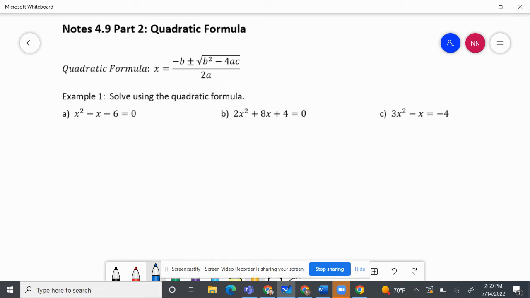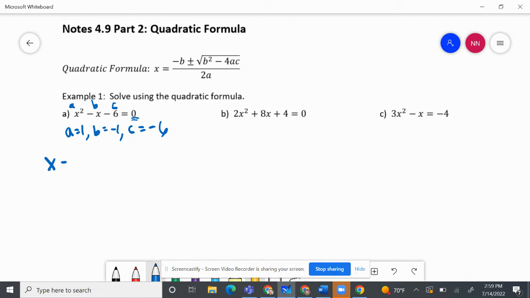Now, using it, we're going to find our a, b, and c values. Our a value is 1. Our b value is negative 1, and our c value is negative 6. Once again, a is in front of the x squared, b is in front of the x, c is the number by itself. It always has to be equal to 0 in order to solve it.